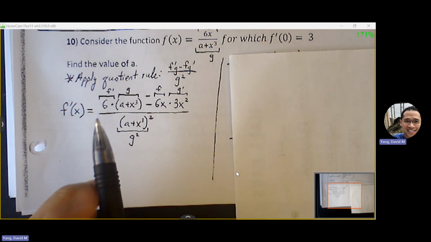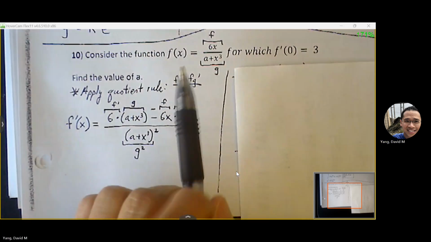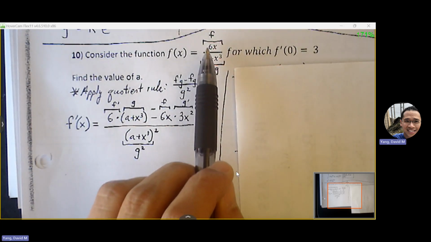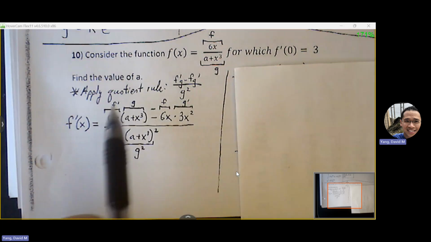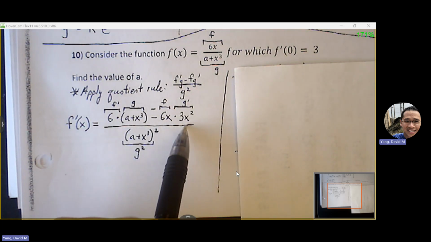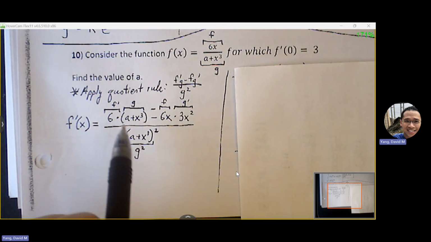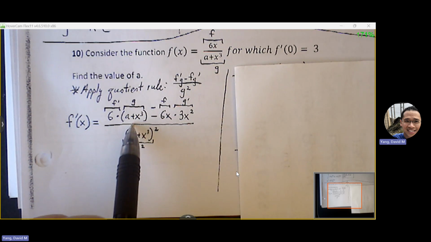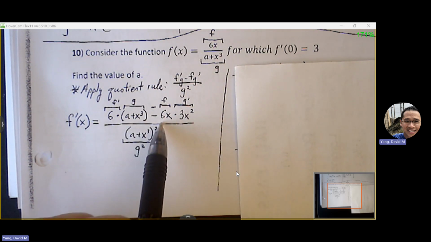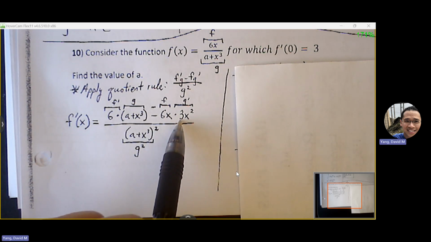All right, so this is what I got after quotient rule. I'll treat the numerator as the f, denominator as the g. So f prime g minus f g prime all over g squared. So 6x becomes 6. G stays as a plus x cubed. F stays as 6x. G prime becomes 3x squared.